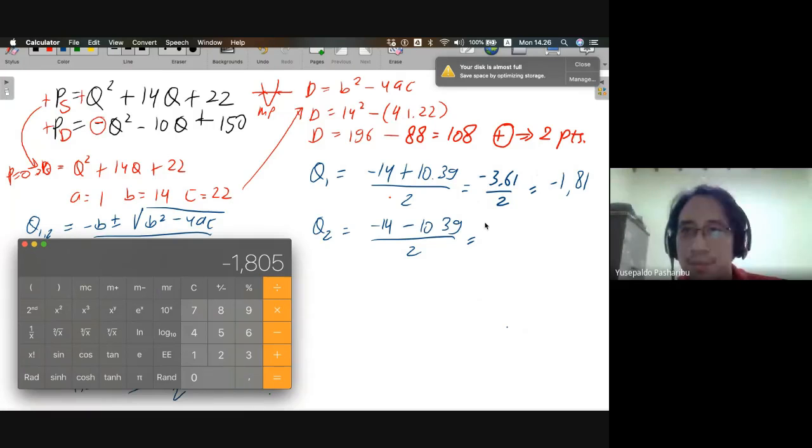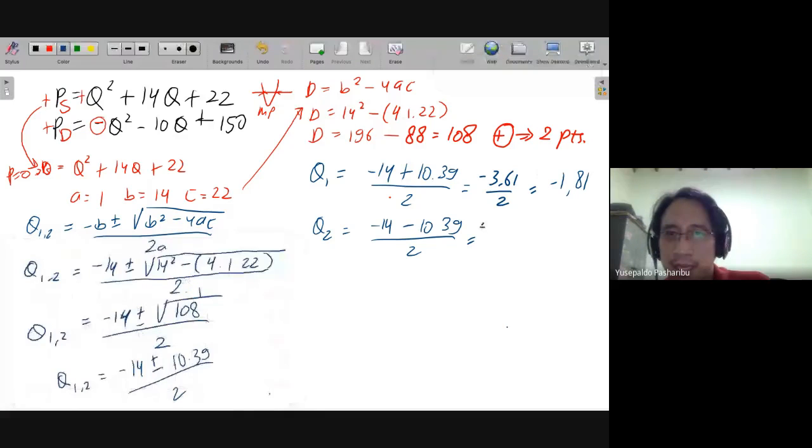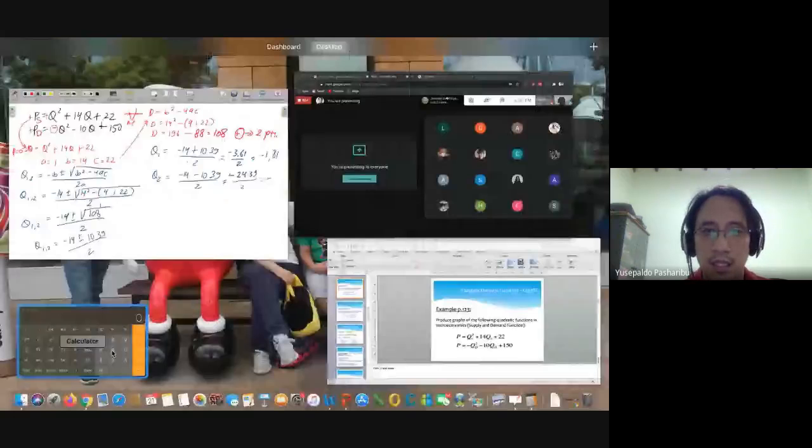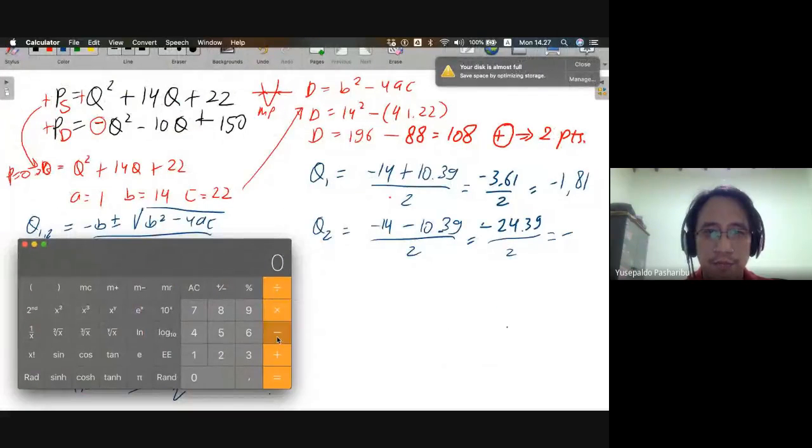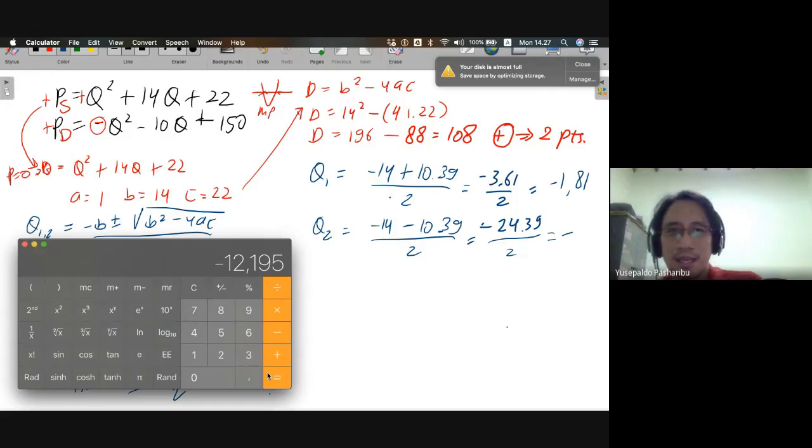Then for the second one, this will be minus 24.39, there is a point here, divided by 2 equals minus... if you are confused, just minus 24.39 divided by 2, which is minus 12.20.